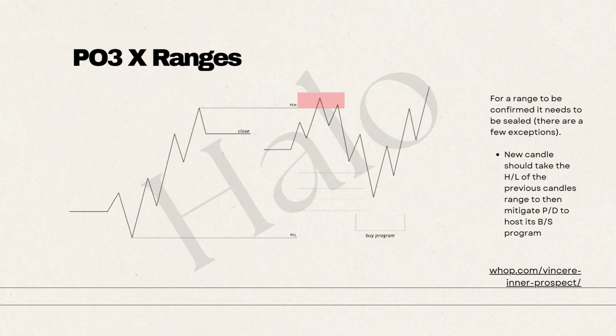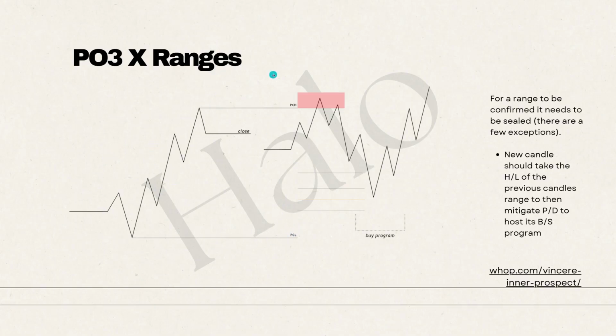I just explained a model to you guys that I trade. New candle, as mentioned here in the bullet points, I'm going to read it off. New candle should take the higher low of the previous candle's range to then mitigate premium and discount to then host its buy or sell program. In this case, I gave a bullish example. Microcycle sequential SMT at the lows. You have your distribution candle.